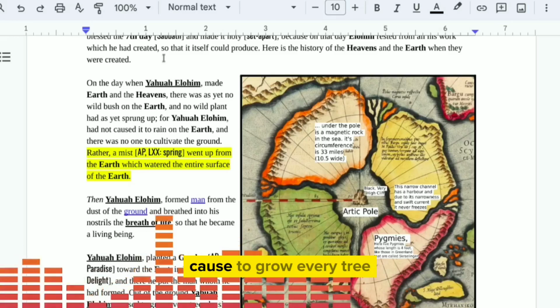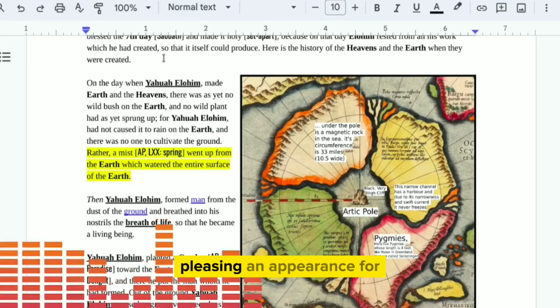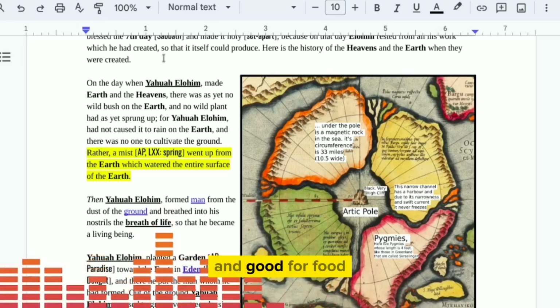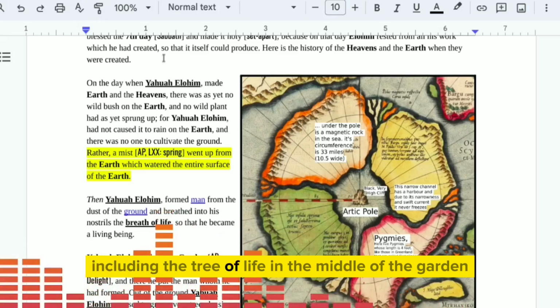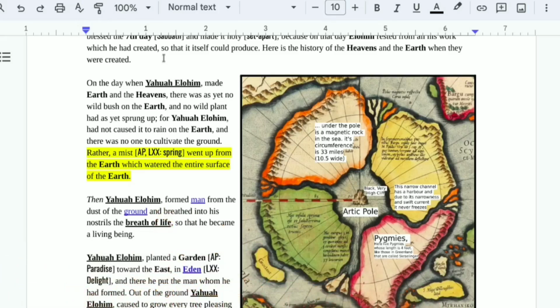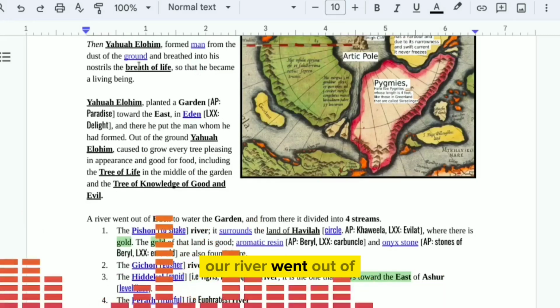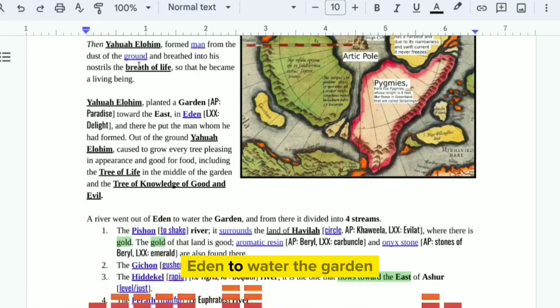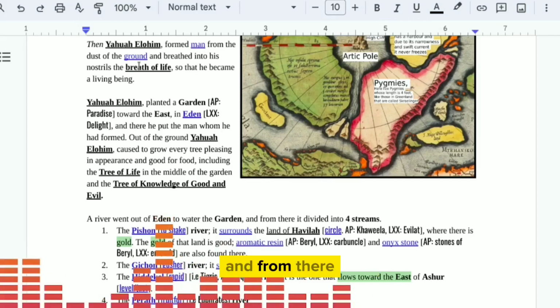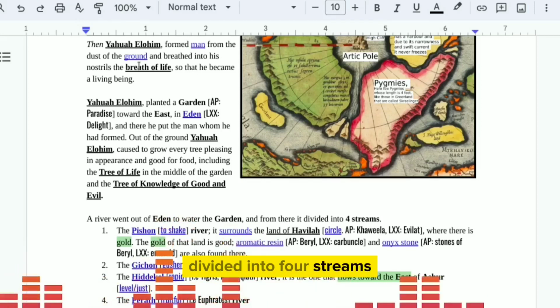Yahuwah Elohim caused to grow every tree pleasing in appearance and good for food, including the tree of life in the middle of the garden, and the tree of knowledge of good and evil. A river went out of Eden to water the garden, and from there it divided into 4 streams.